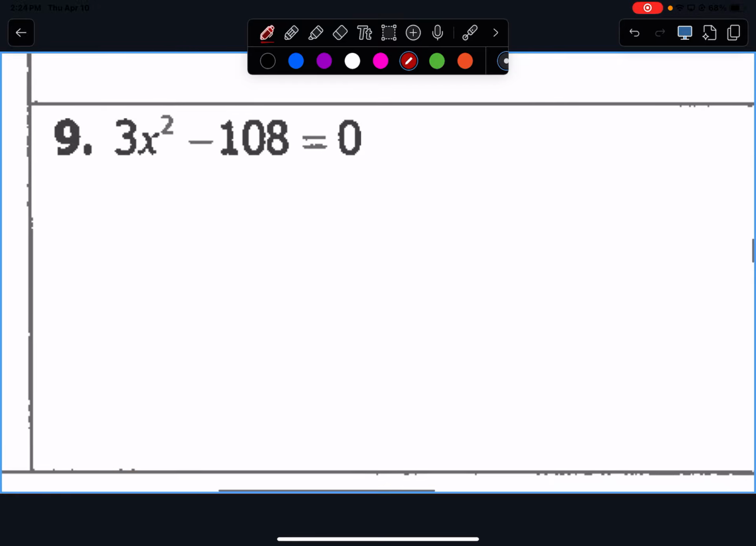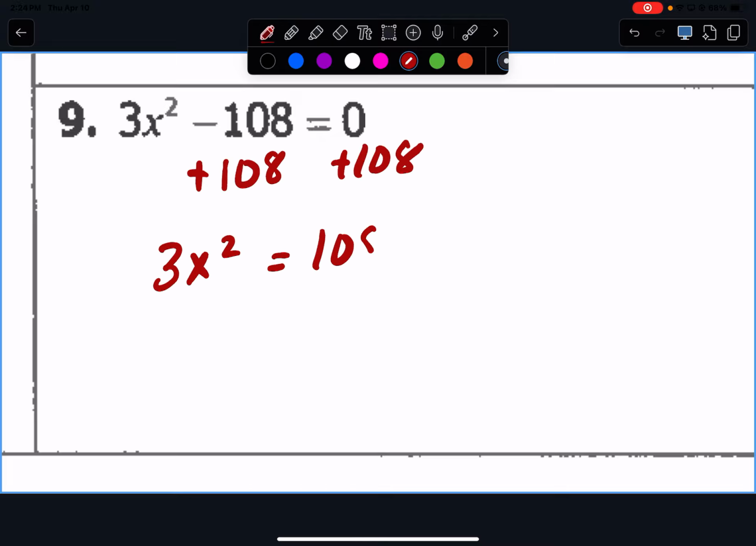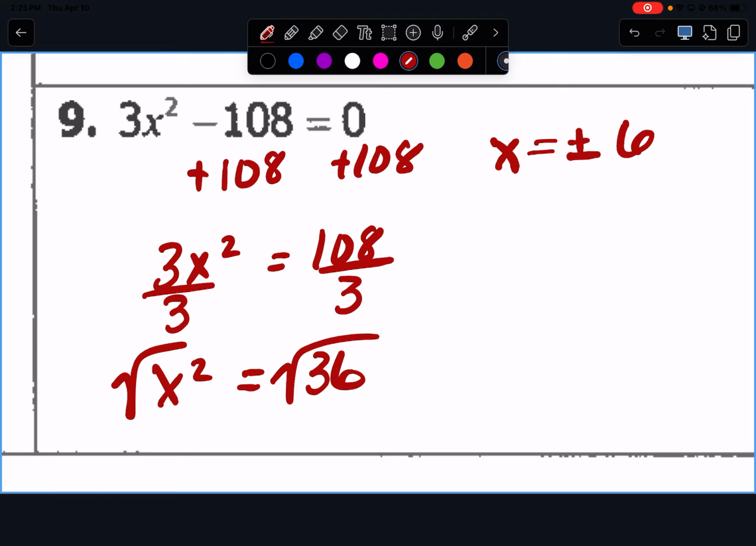For number 9? 0 divided by 3, you can do that. Yeah, you can. But that's not what we're doing. So I have to add 108 first. So we get 3x squared equals 108. Okay, now what? Divide by 3. So when we do that, we get x squared equals 36. Now what do we do? Take the square root. So we get x is equal to positive negative 6.